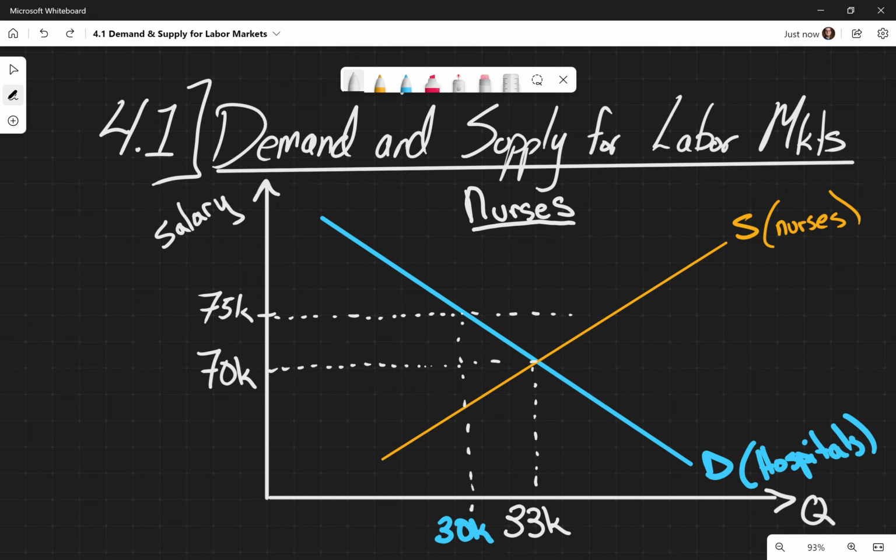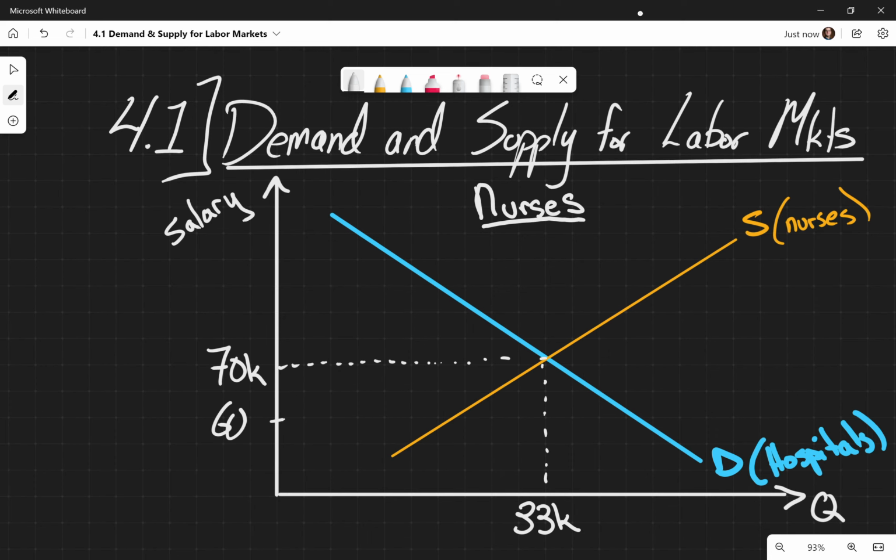What if there was a below-equilibrium market wage? If there was a below-equilibrium market wage, then we are going to get a shortage of nurses, right? At 65,000, or sorry, the book talks about 60,000. At 60,000, quantity supplied is only 27,000, and the quantity demanded goes up to 40,000. So this would be a shortage of 13,000 nurses.